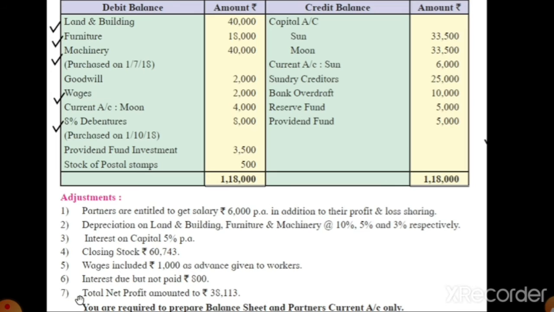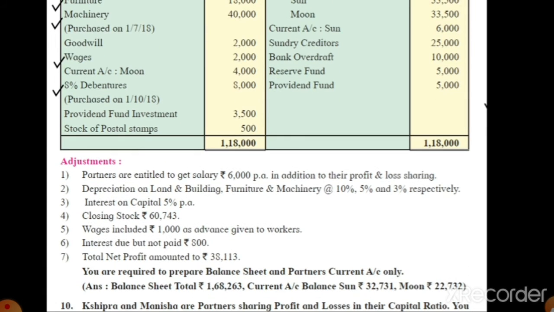And the last adjustment, that is total net profit amounting to rupees 38,113. Student, this is just information they give us, that the net profit of this partnership firm is 38,113. So it is shown in profit and loss account debit side. We distribute that net profit between the partners, and second effect of it, we show in the partners' current account credit side. Okay, so student, here our adjustment reading is completed.